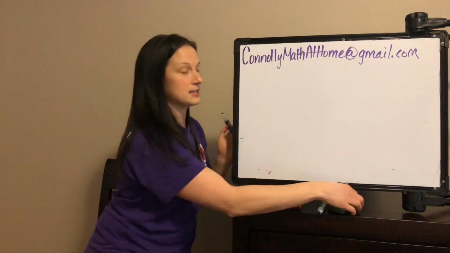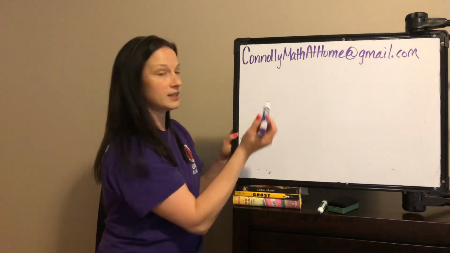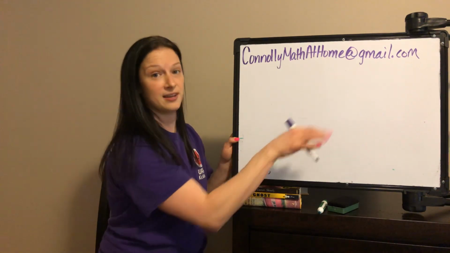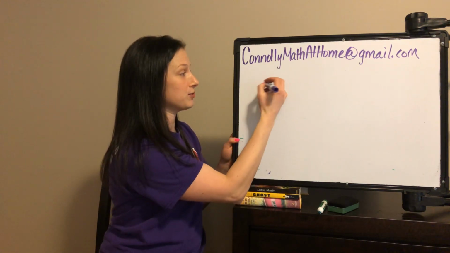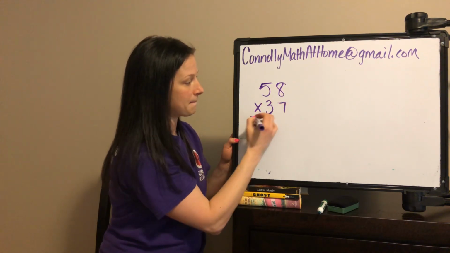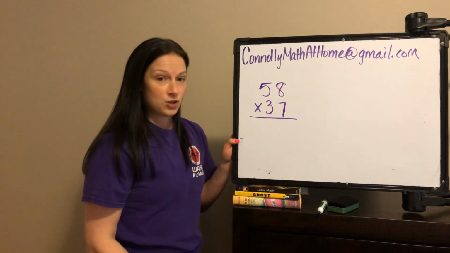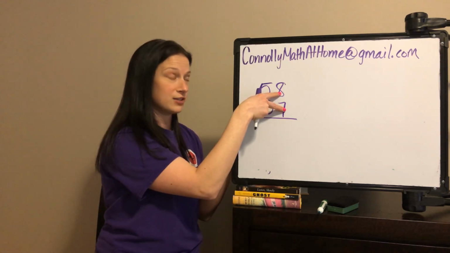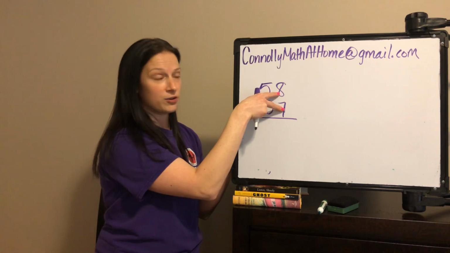But now let's practice the steps. And you can grab paper and do it with me, or pause it, do it, and then check with what I do afterwards. So let's do 58 times 37. So we're going to start over here in the ones place. That's how we do the standard algorithm, the US standard algorithm for multiplication.